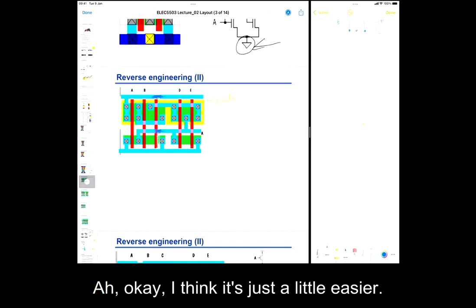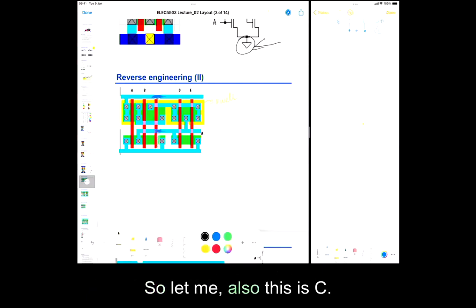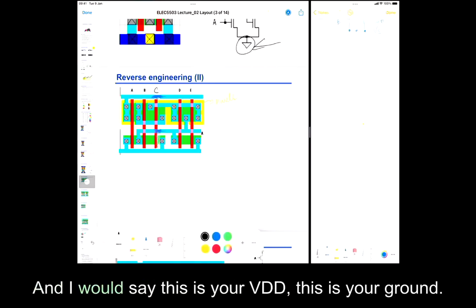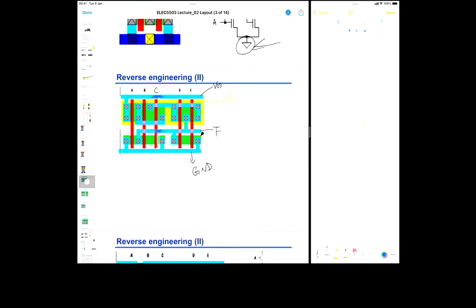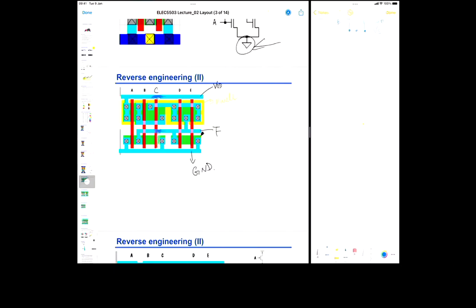Okay, yep. Also, this is C. Your third poly is C, and this is your VDD. This is your ground, and this is not A, but this one is your F. Do I miss anything? No. Feel free to name all the internal nodes if you want, but if you don't want to name the internal nodes, you don't have to.